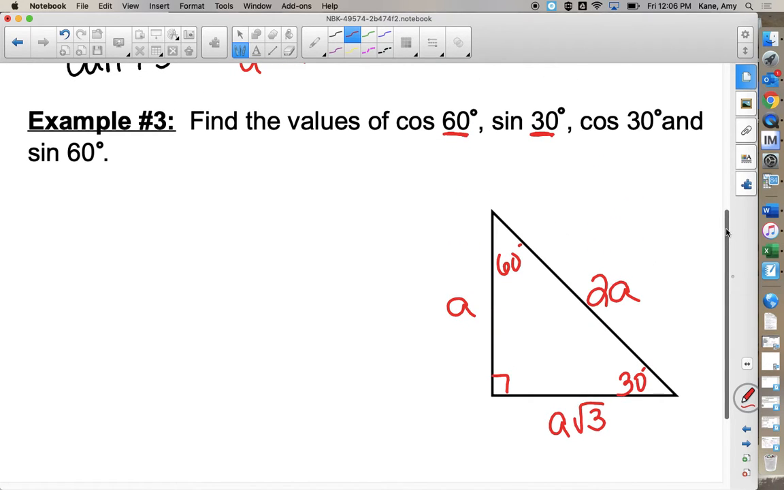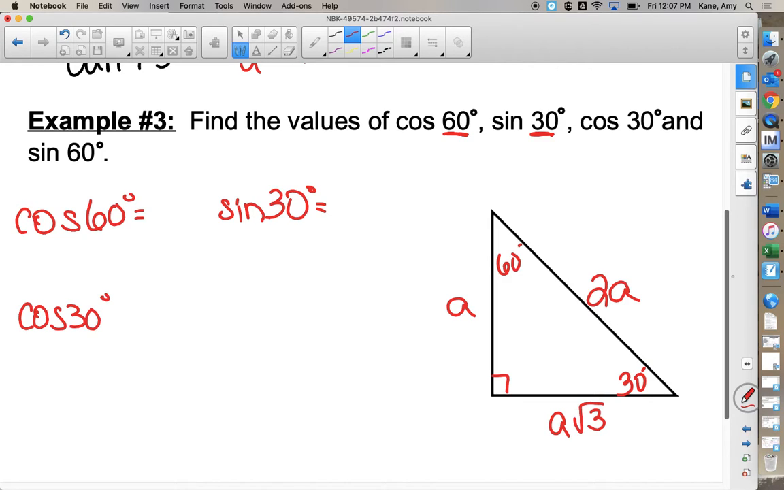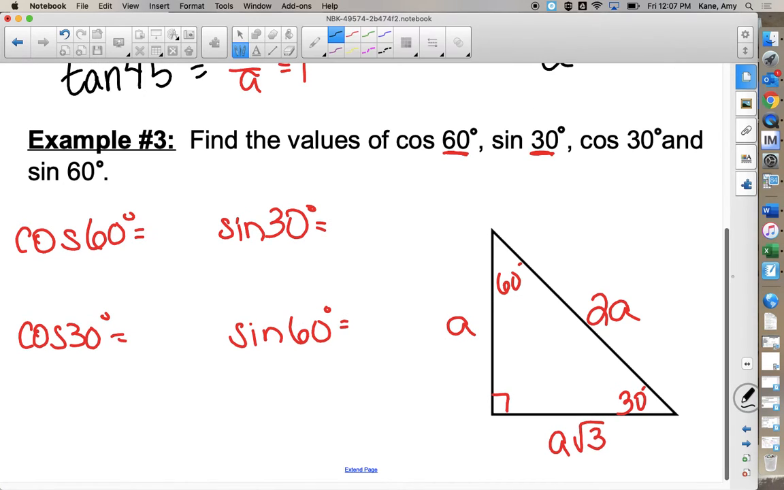So find the values of cosine 60, sine 30, cosine 30, sine 60. And if you have these memorized, fantastic. If not, you have a little diagram to use.